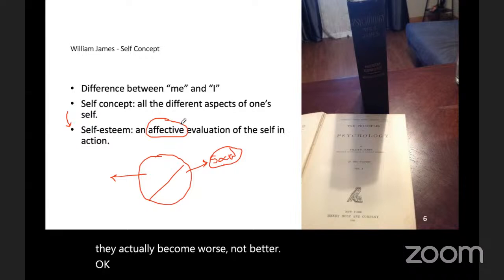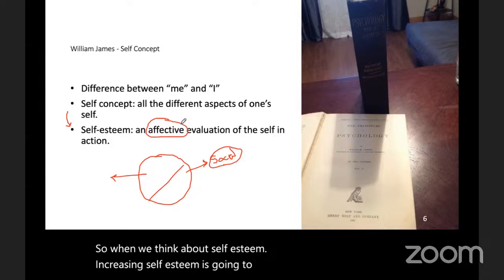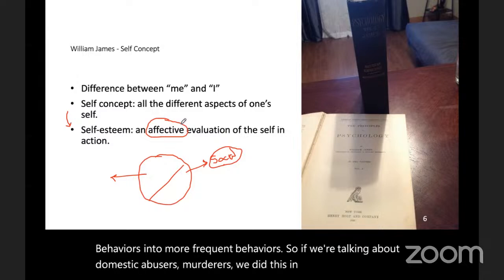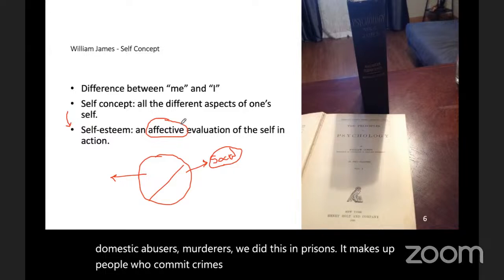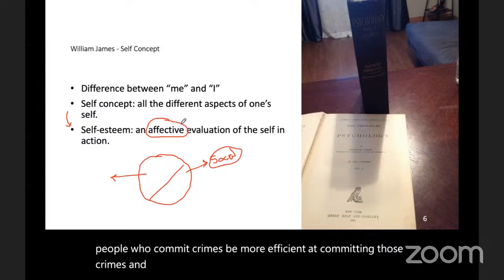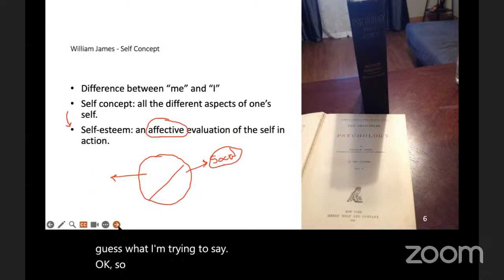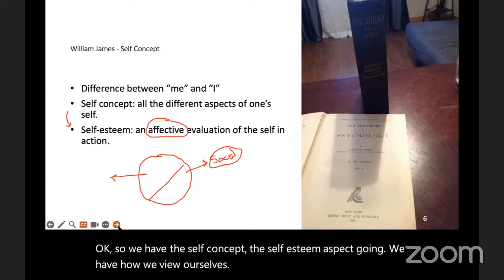Okay. So when we think about self-esteem, increasing self-esteem is going to increase that person's behaviors into more frequent behaviors. So if we're talking about domestic abusers, murderers, we did this in prisons. It makes people who commit crimes more efficient at committing those crimes. So when we're talking about increasing self-esteem, it doesn't always have a positive outcome, I guess is what I'm trying to say. Okay. So we have the self-concept, the self-esteem aspect going. We have how we view ourselves and how we see ourselves.